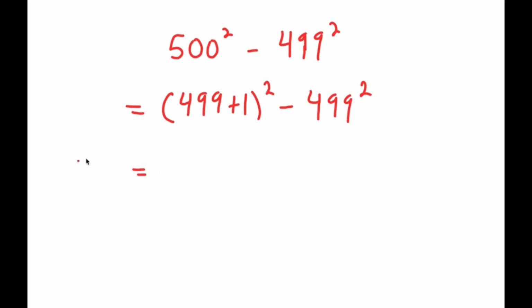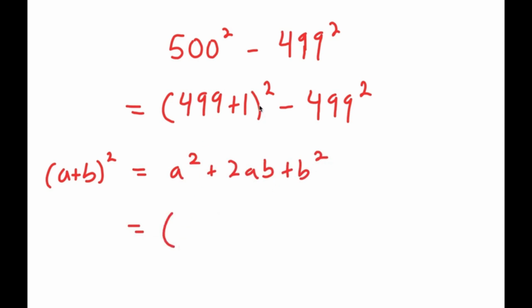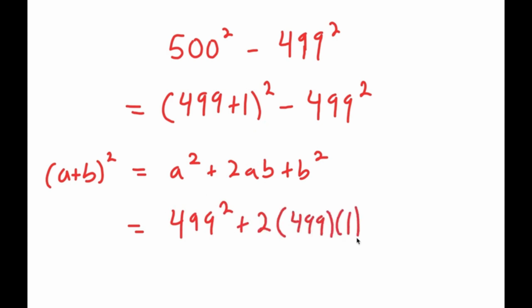If I have something in the form a plus b squared, this is equal to a squared plus 2ab plus b squared. So 499 plus 1 squared is turned into 499 squared plus 2 times 499 times 1 plus 1 squared, and I have this minus 499 squared.